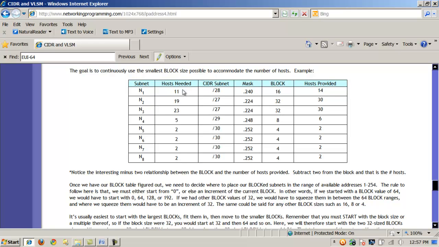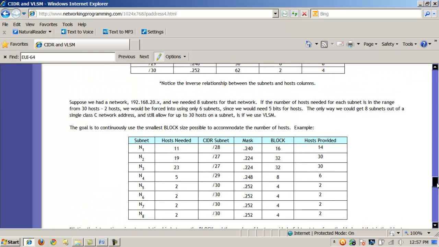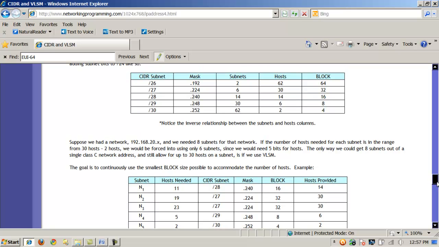Really, this is all that's important: 11, 19, 23, 5, 2, whatever the number of hosts I need. Assess the situation, figure that out, put that into your table. So I know I need 8 different subnets, and I figured out the number of hosts I need per subnet. All I have to do now is figure out the right combination of CIDR, mask, block, and the actual hosts I'd be provided. If I need 11, how can I fit that in there?